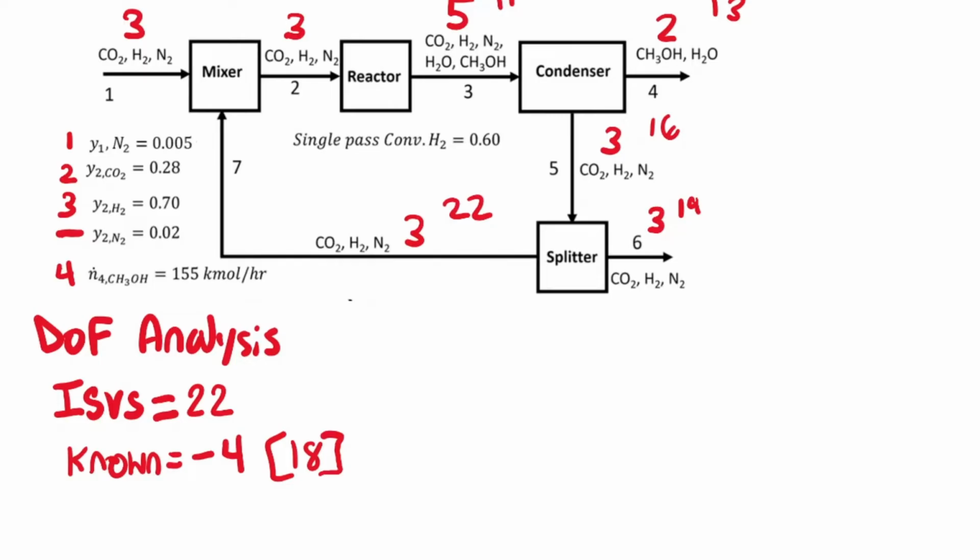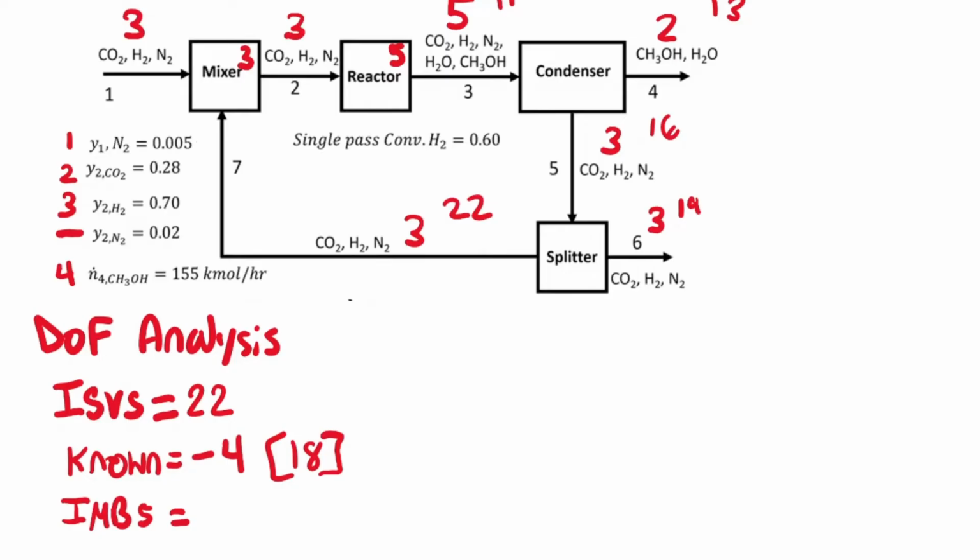The next thing we're going to do is look at our independent material balances. And as a reminder, for your independent material balances, it's going to be the sum of the material balances you can do for each of your units. So in this case, for the mixer, since there's 3 components entering and exiting, you're going to have 3 independent material balances. In your reactor, although you start with 3 components coming in, you have 5 components coming out because we are making new compounds. And in that case, you can do 5 material balances.